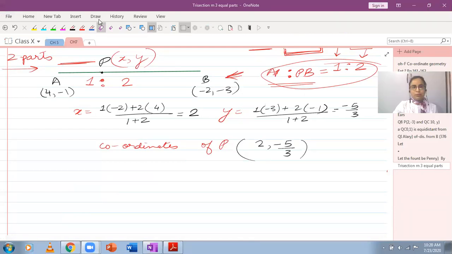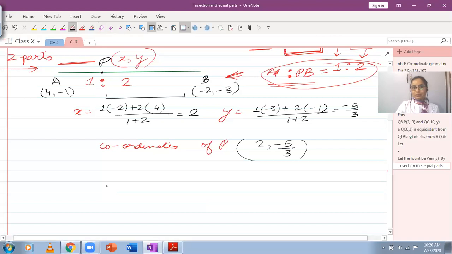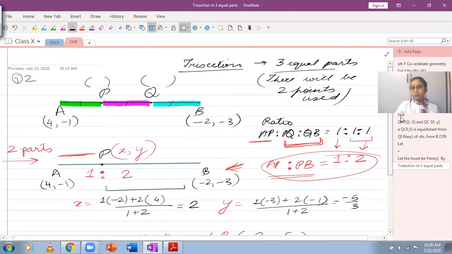So probably your time is almost up. So what we can do is we can consider only this portion. We can only consider the part PB.